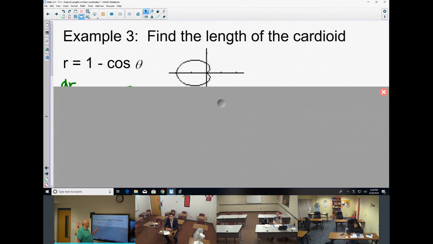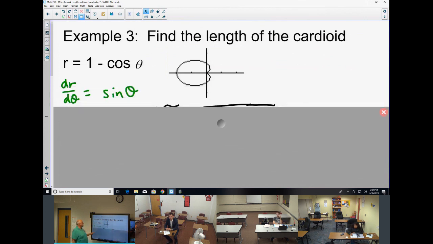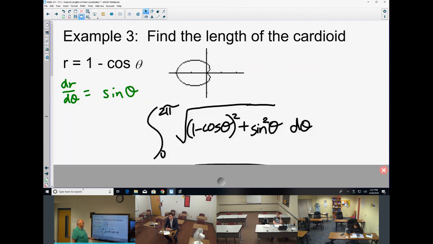Okay? So now, the first thing I do in setting it up is take the derivative. So I'll say dr d theta, the derivative of 1 minus cosine theta, is sine theta. All right? Then, again, you can integrate it from 0 to 2 pi of r squared plus dr d theta squared.